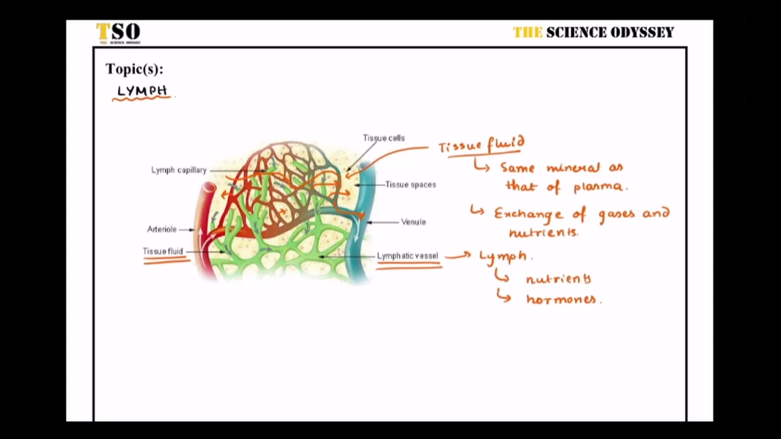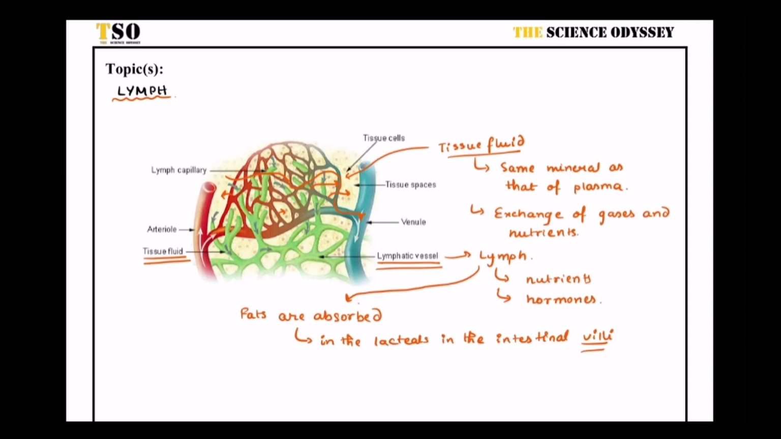And another thing, fats are absorbed. Fats are absorbed through the lymph in the lacteals present in the intestinal villi. So fats are absorbed through the lymph in the lacteals. This is again done by the lymph. The fats are absorbed in the lacteals in the intestinal villi.